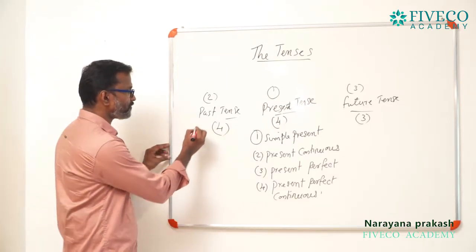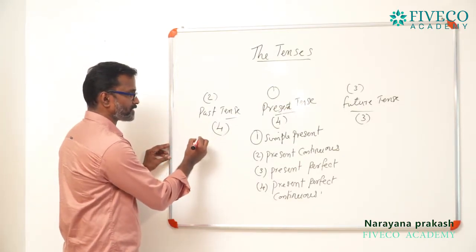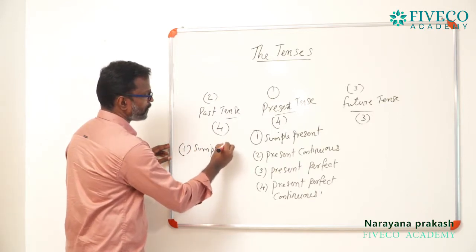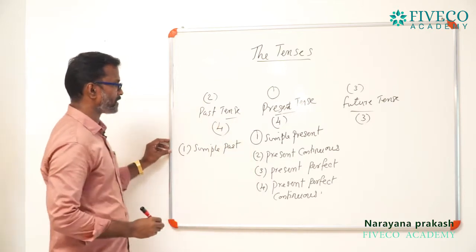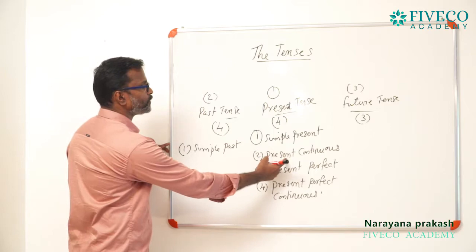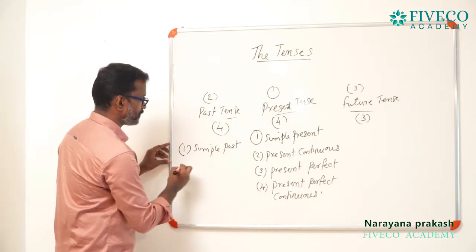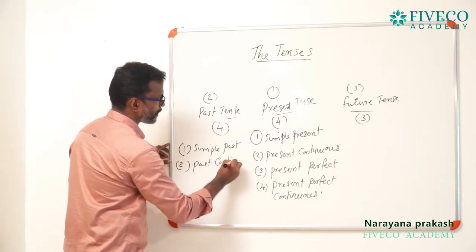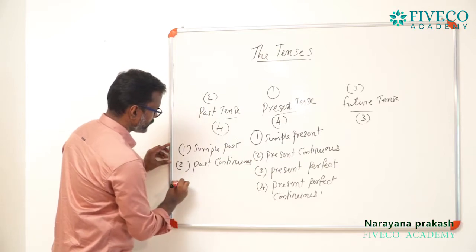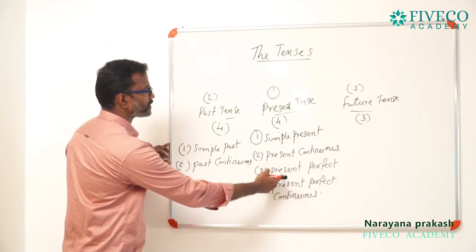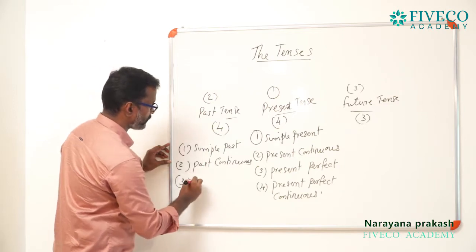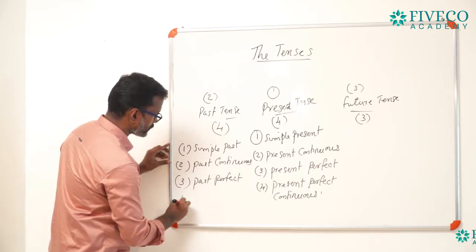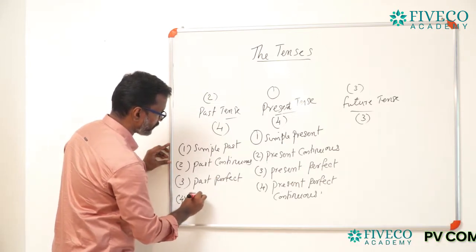So, what will be the first division of a past tense? Simple past tense. Simple past is the first division of a past tense, and present continuous is the second division of a present tense. Here the second division is past continuous. Third one, here present perfect, so what will be here? Past perfect, and the last one is past perfect continuous.